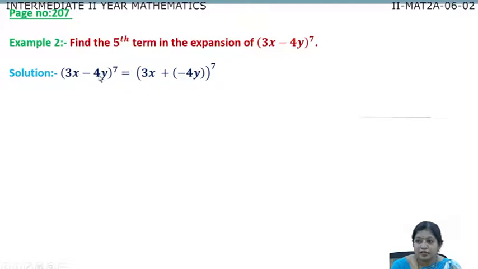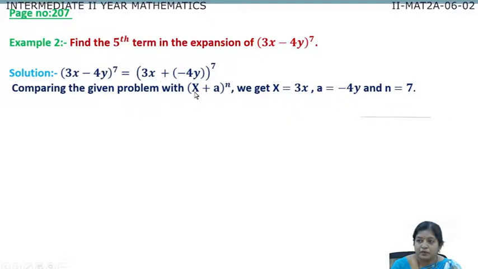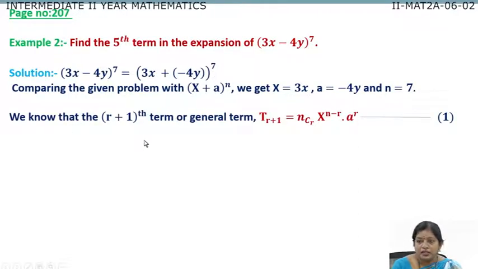So the given problem can be written as (3x + (-4y)) to the power of 7, writing plus and minus instead of minus. Now comparing this problem with (x + a) to the power n, we get the x value is 3x, the a value is -4y, and the n value is 7. We know that the (r+1)th term, that is the general term, T(r+1), is equal to nCr x to the power of (n-r) into a to the power r. So keep this as equation number 1.